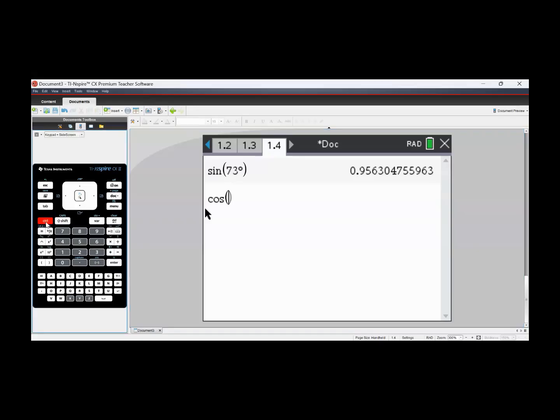We're going to use our fraction template, which is control division. We're going to put 5, press the pi key, hit enter to get the pi, arrow down, and then put in the 8 because we had 5 pi over 8, hit enter. Now we have the value of cosine of 5 pi over 8.